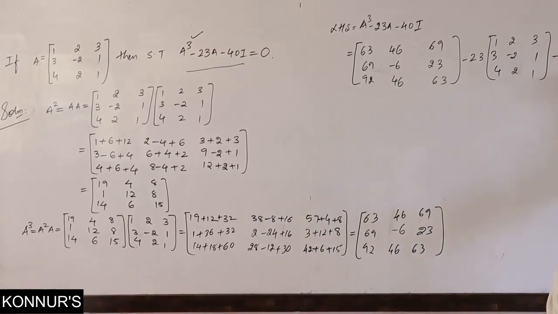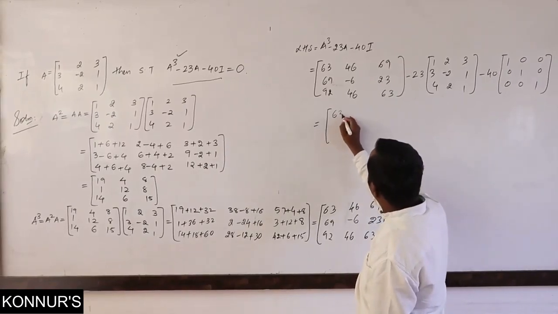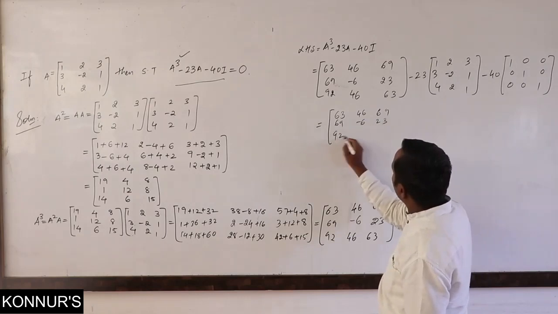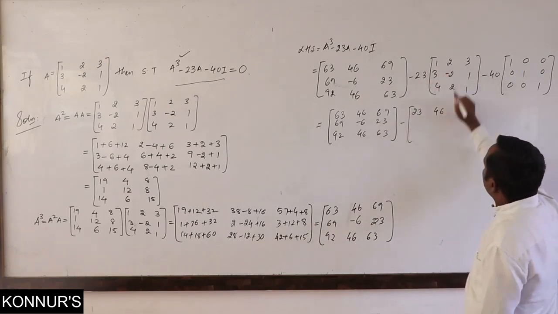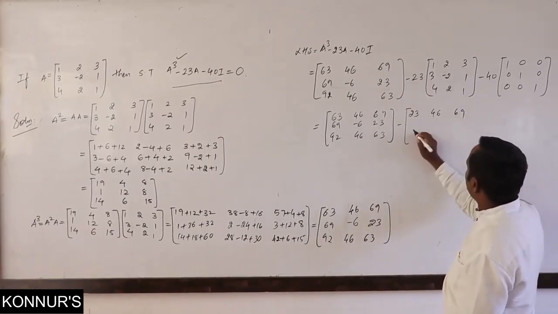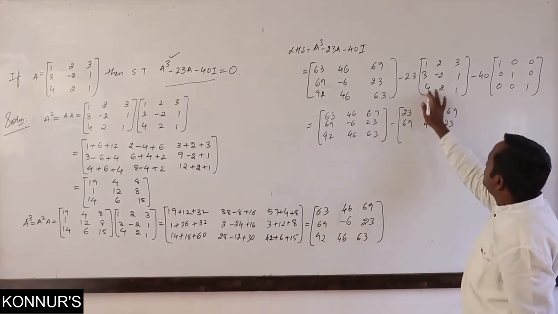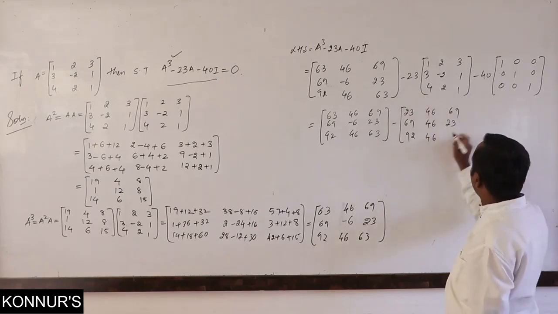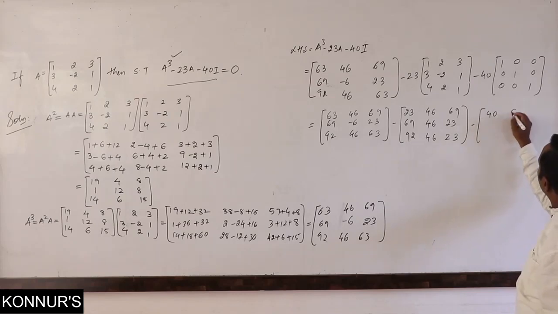40 I is nothing but identity: 1, 0, 0, 0, 1, 0, 0, 0, 1. Keep A cube as it is: 63, 46, 69, 69, minus 6, 23, 92, 46, 63. Minus 23 multiplied: 23 into 1, 23, 23 into 2, 46, 23 into 3, 69, minus outside only. 23 into 4, 92, 23 into 2, 46, 23 into 1, 23. What I did? 23 multiplied to each number. Scalar multiplication. Minus 40, 0, 0, 0, 40, 0, 0, 0, 40. 40 multiplied to each number.